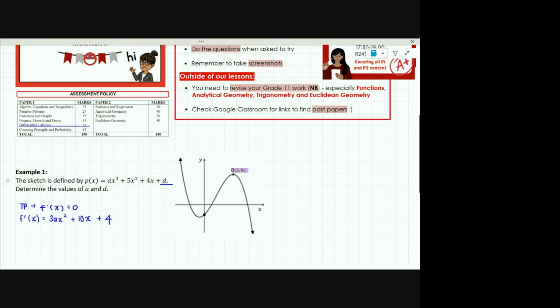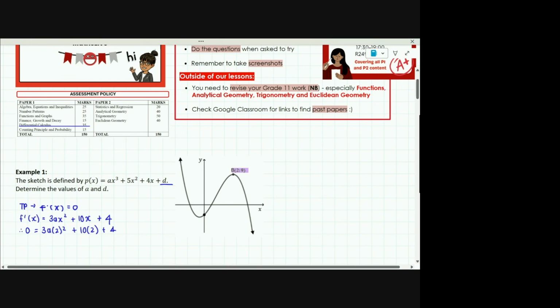Now that is wonderful, because what that means is I'm going to have an equation just with a that I need to solve. Lovely. This is a turning point, so the first derivative must be equal to 0, so we can make this equate to 0. And remember, we know the x coordinate of the turning point. We know it's at 2. So in place of x, we can substitute 2.